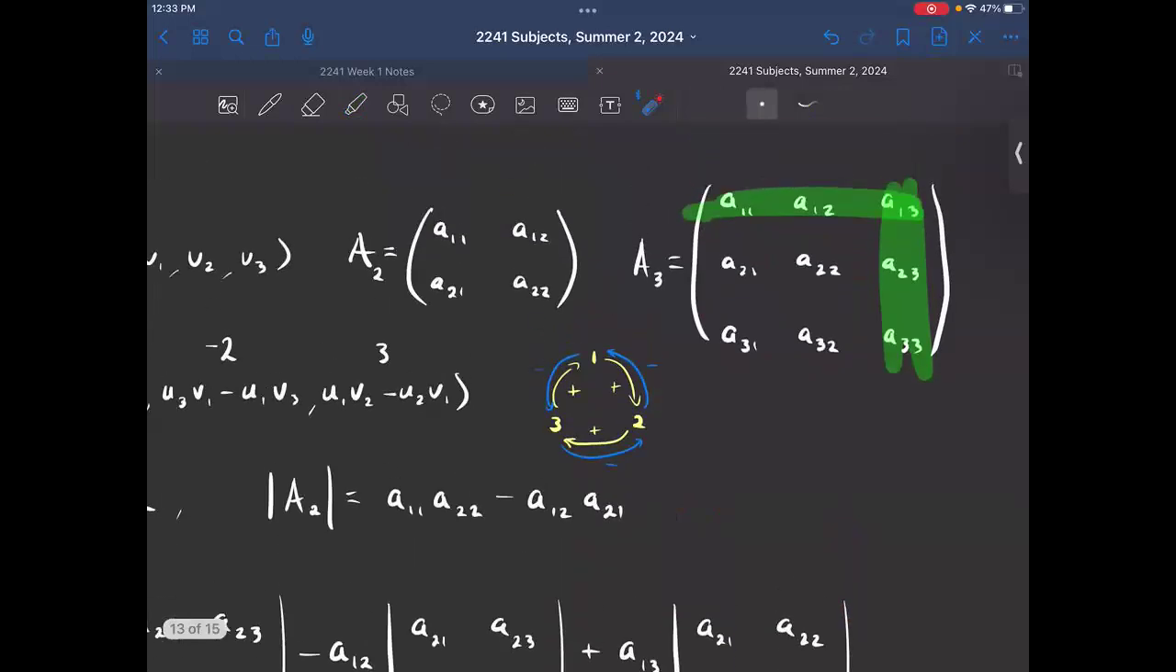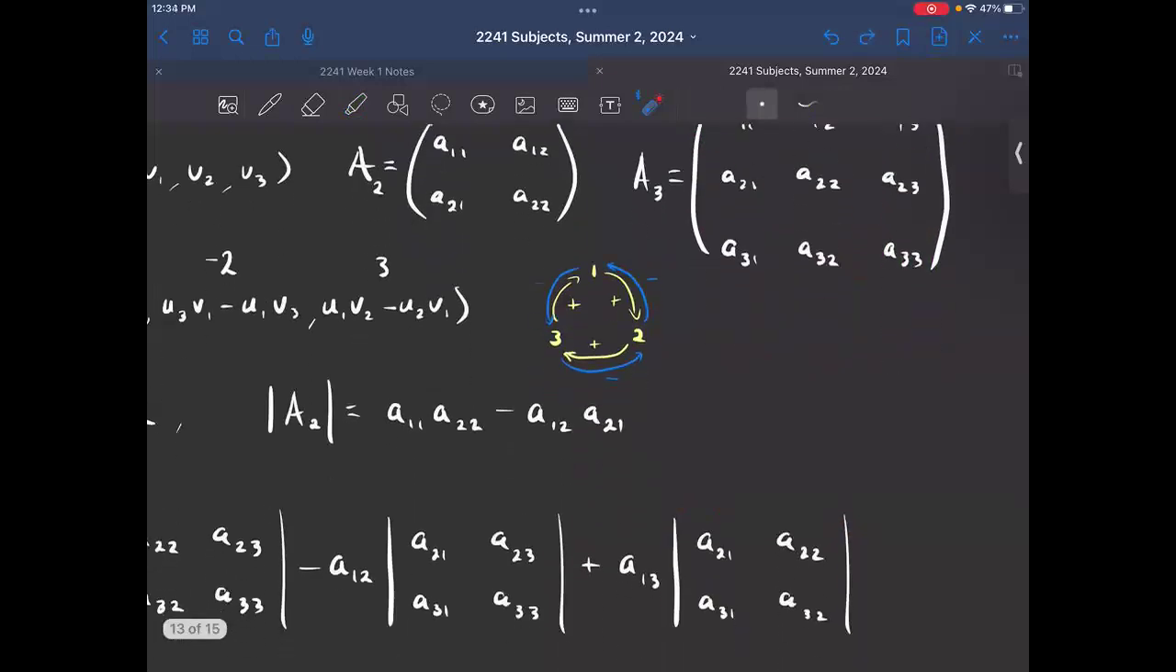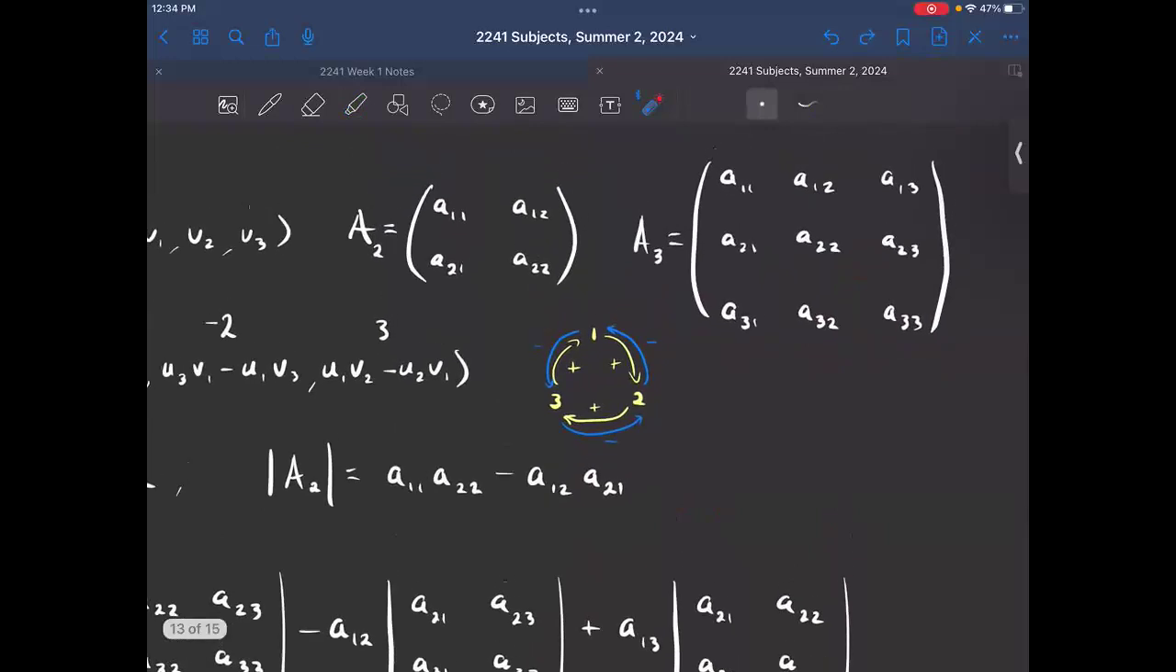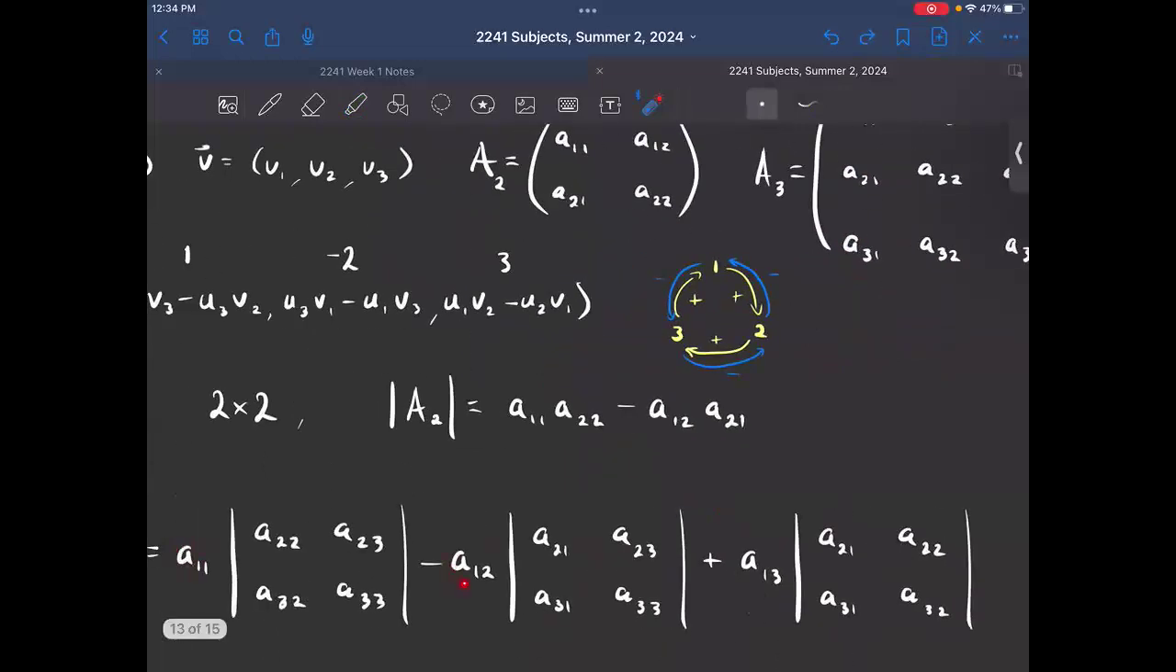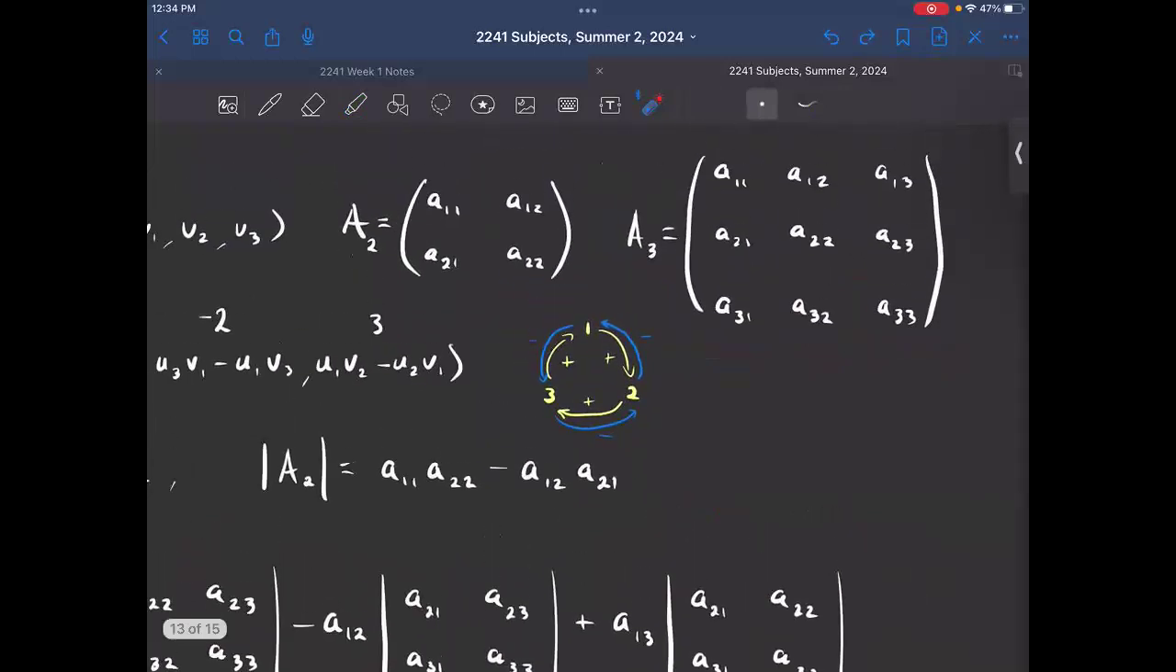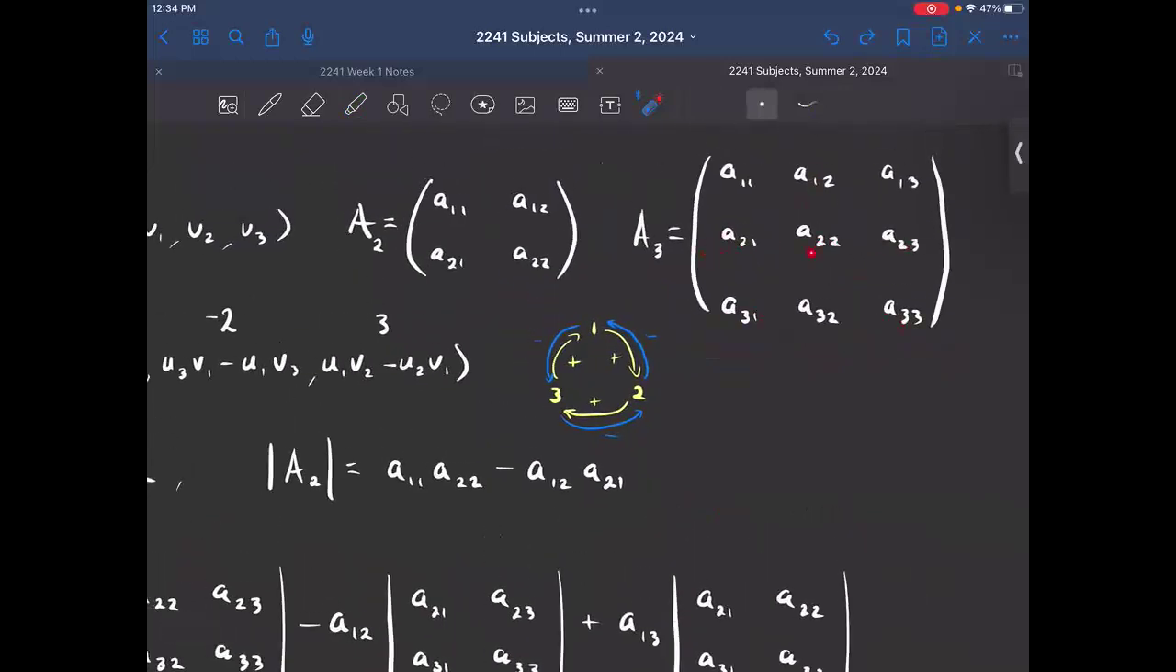I wrote this out for the first row. You do not have to do that. You can also do this column as the coefficients here. You can do this row, this row, this column, this column. You just have to remember that whenever you're looking at something like A23 and you want to know which minor to put with that, well, you cross off this row and this column, second row, third column. And then the remainder is what you use as the determinant minor.